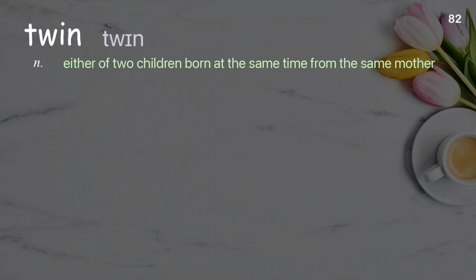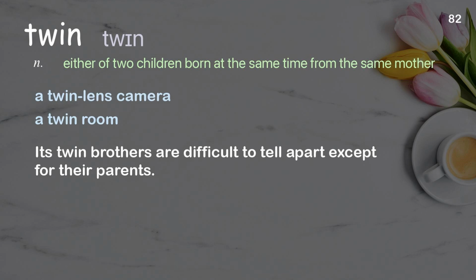Twin. Either of two children born at the same time from the same mother. Examples: a twin lens camera, a twin room. Its twin brothers are difficult to tell apart except for their parents.